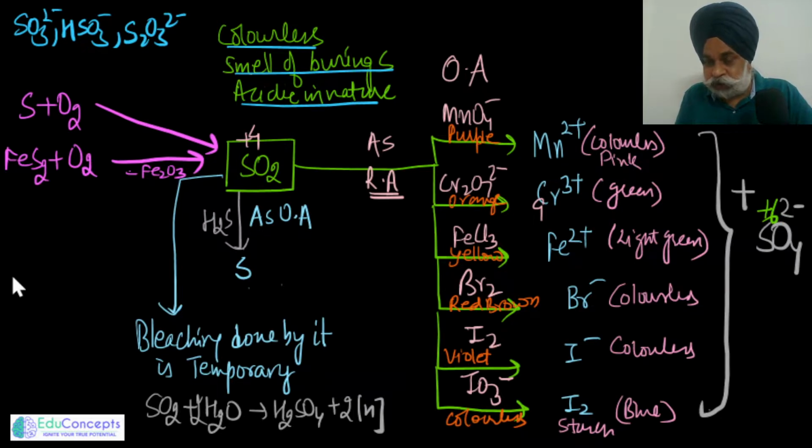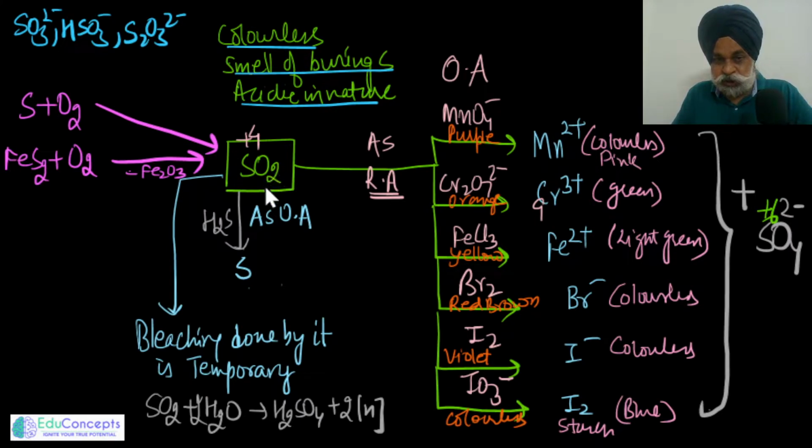This is also very important to address: the oxidizing agent which you are adding to SO2 should change its color, because SO2 in itself is colorless, and if you add an oxidizing agent which is colorless and the products being produced are also colorless, then we are not able to detect it. So this is the point always to be remembered.